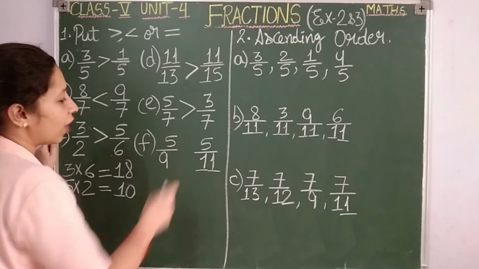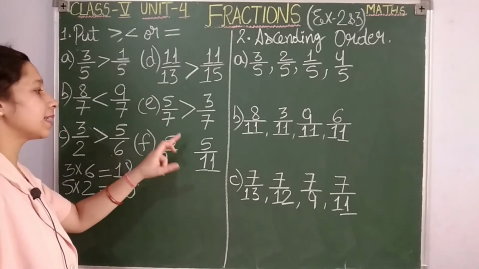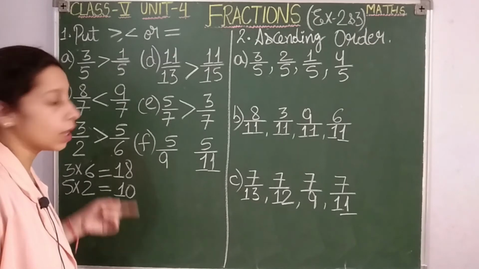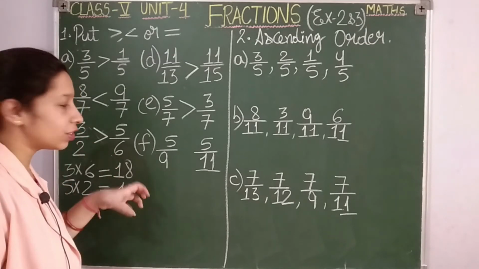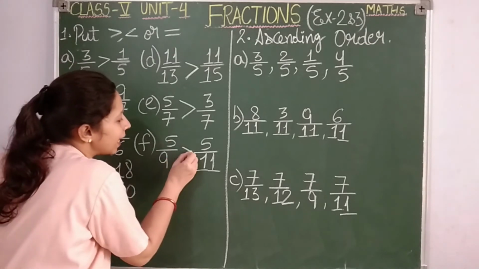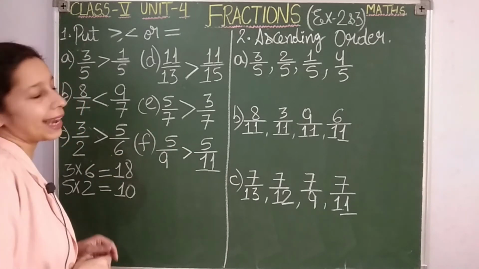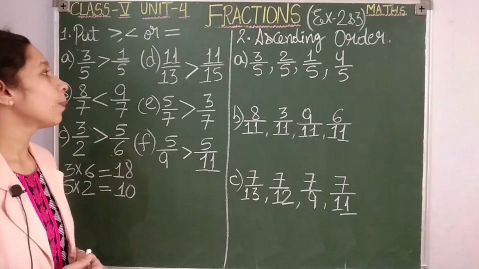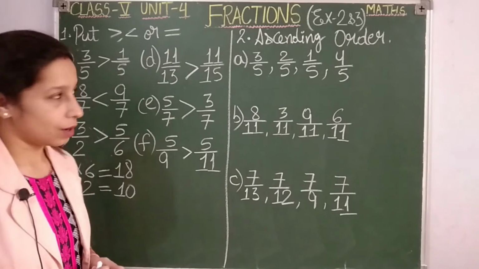Here 5 by 9, 5 by 11. Can you answer? Here the numerators are same. So which trick are you going to use? That fraction will be greater which has the smallest denominator. That means 5 by 9 will be greater. Clear students? Then the rest of the points you can do as homework.